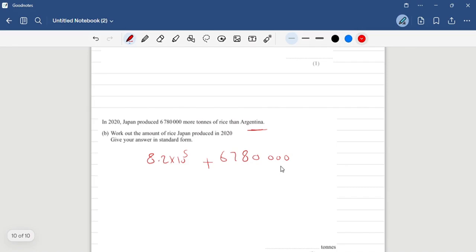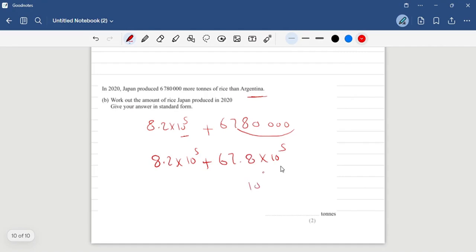Okay, we can look first at this. It is 10 to the power 5, so I will make 10 to the power 5 here by using this. So it will be 67.8 multiplied by 10 to the power 5, plus 8.2 multiplied by 10 to the power 5. I will take 10 to the power 5 as a common factor, open the bracket, 8.2 plus 67.8. Let's try using the calculator: 8.2 plus 67.8 equals 76.